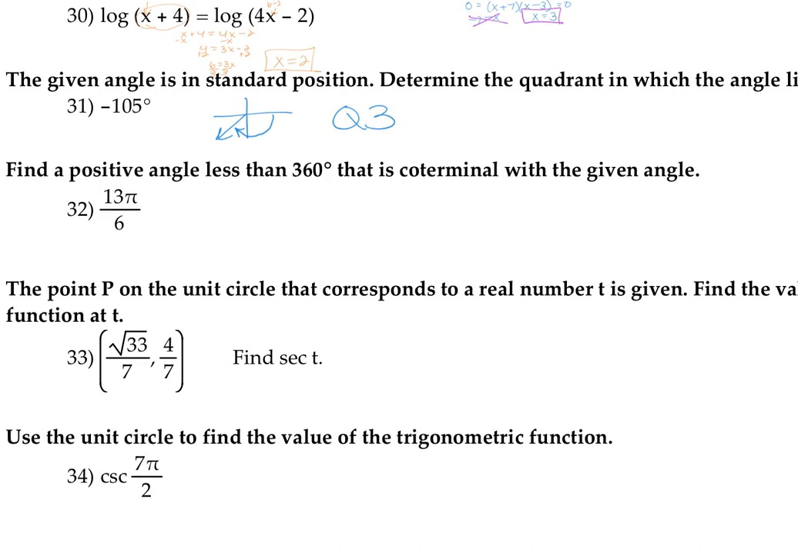32 says find a positive angle less than 360 degrees that is coterminal with the given angle. So coterminal means add and subtract 2 pi. If I subtract 2 pi here, I end up with 13 pi over 6 minus 12 pi over 6, which is pi over 6, and that is less than 360, so that's my answer.